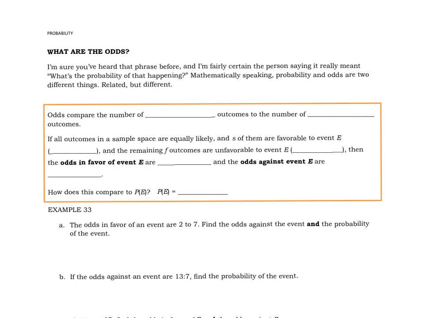So odds compare the number of favorable outcomes, and sometimes we'll call those successes, to the number of unfavorable outcomes. And we'll call those failures.